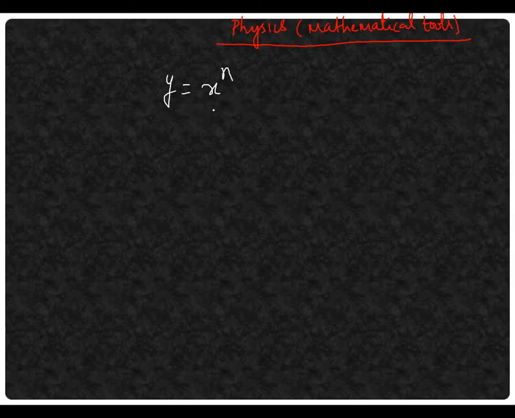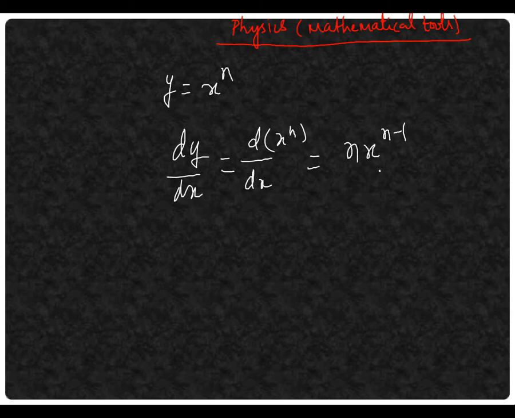Okay, so to find the differentiation dy by dx of x to the power n, there is a well-defined formula. We can already prove that formula for x to the power n. So the differentiation of x to the power n is equal to n x to the power n minus 1.